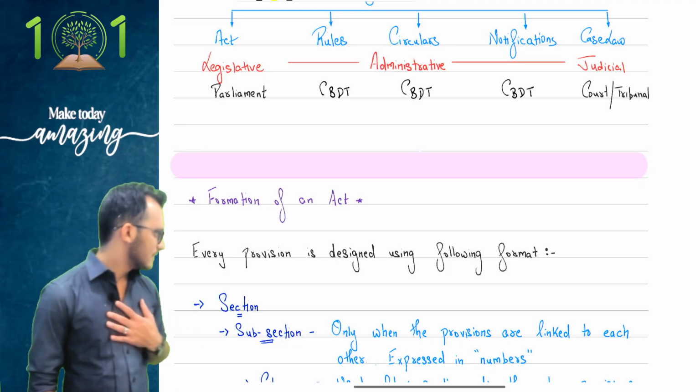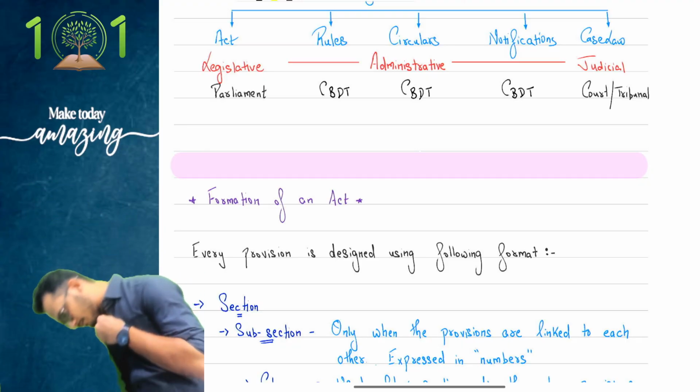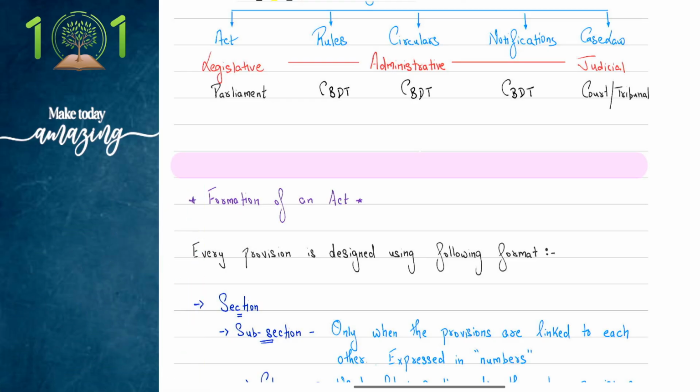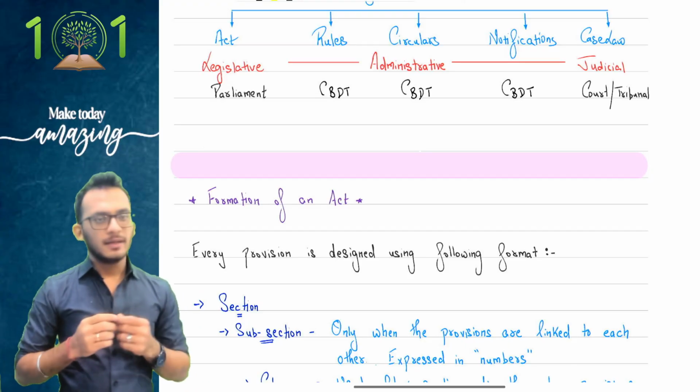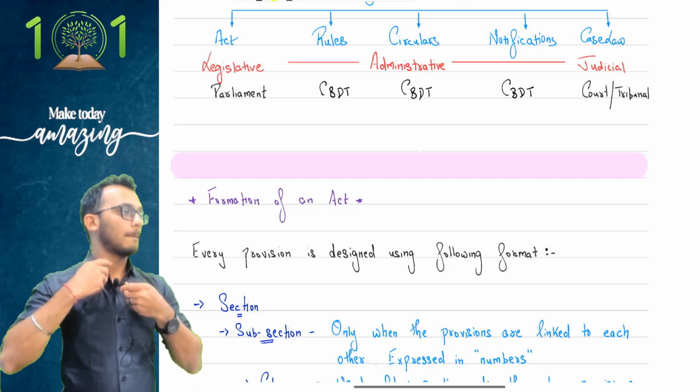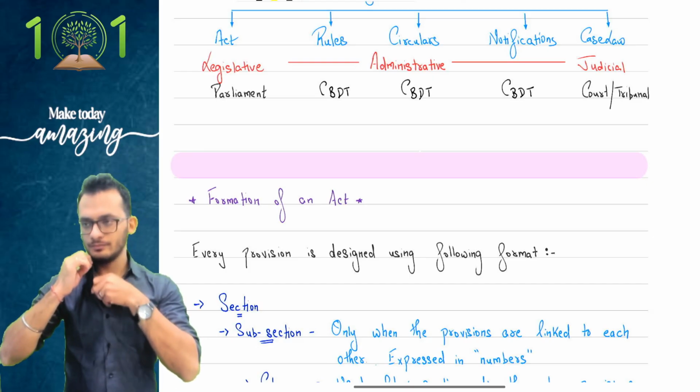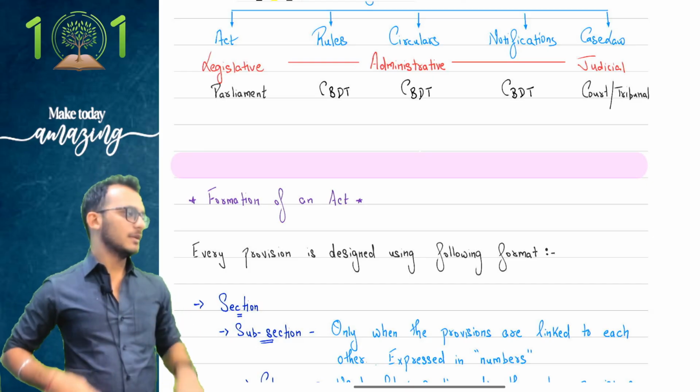These are also referred by numbers. Yes, next under that is, go for it. Next one is clause.